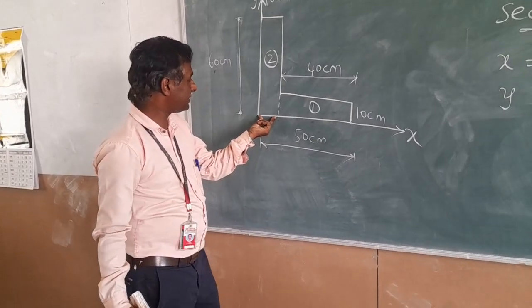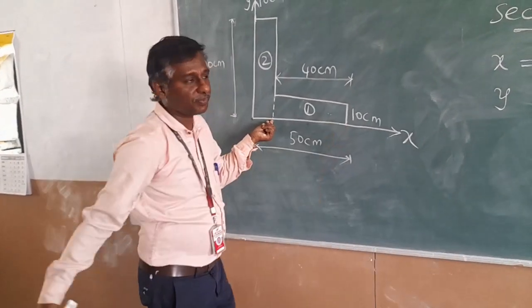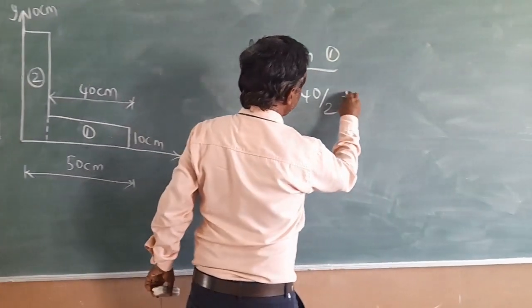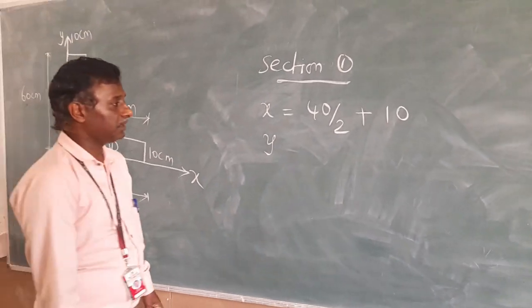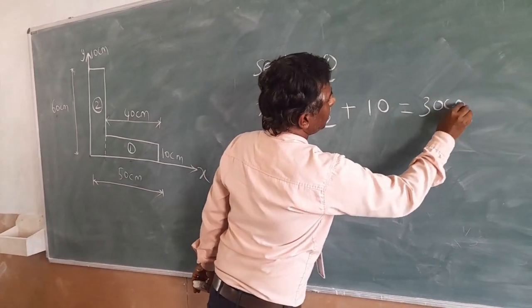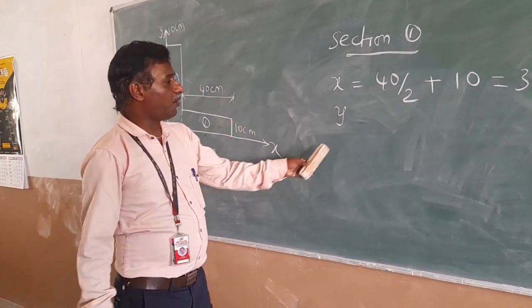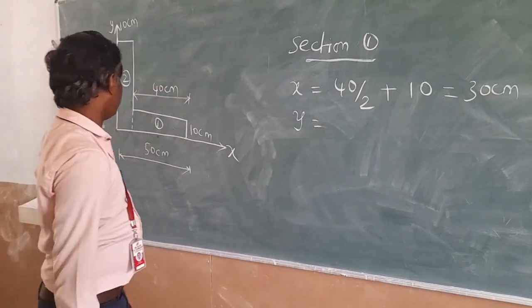This, plus this half of the horizontal. So it is nothing but 40 by 2 plus this 10 centimeter to be added. So it is 20 plus 10, 30 centimeter. And y, what is the y value here?